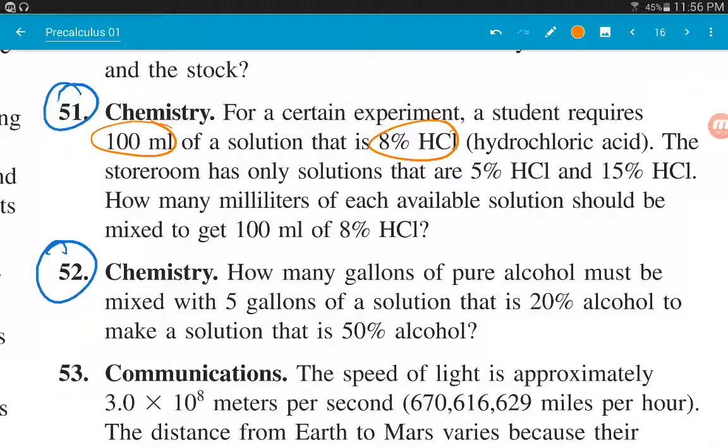The storeroom has only solutions that are 5% and 15%. So this is just like the gasoline, right? We want 8, but we have a little too high and a little too low, so we're going to mix them together to get something in between. Now, how many milliliters of each available solution should we mix to get 100 milliliters of 8% HCl? So here's how I thought to set it up.